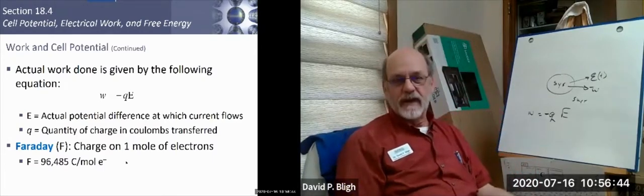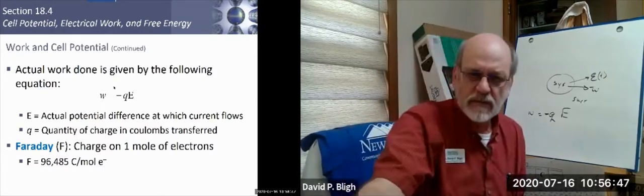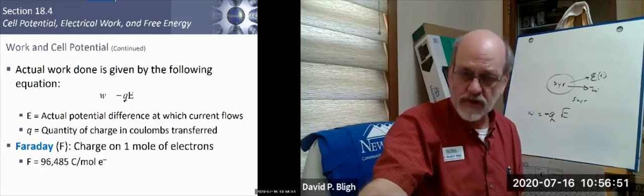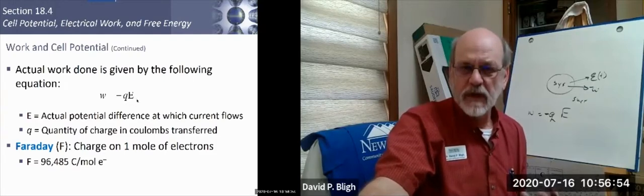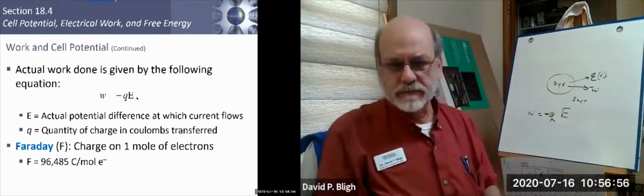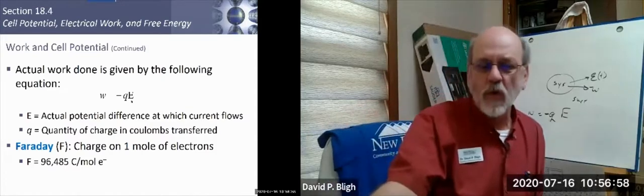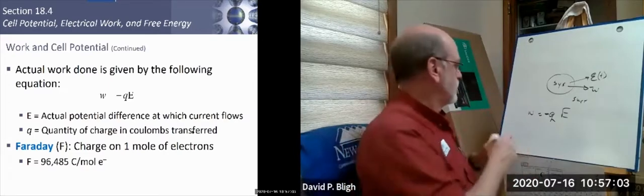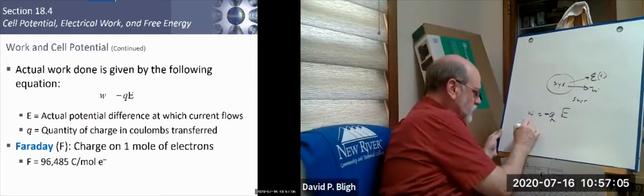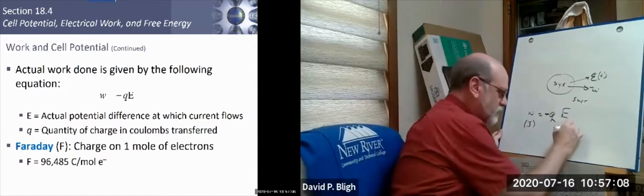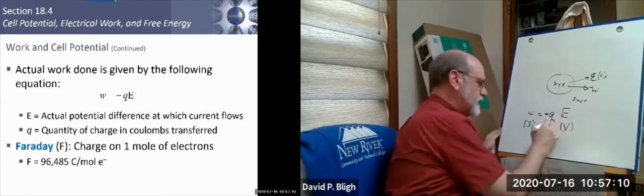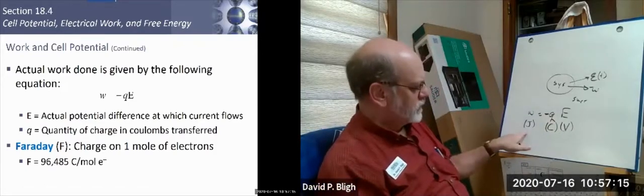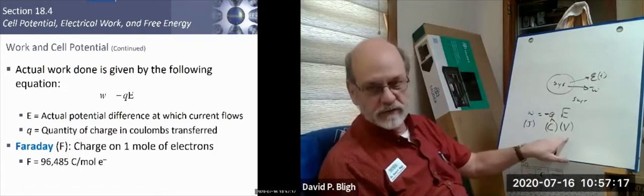Okay, so if this is our equation, the work is in joules, Q is our charge, and E is voltage. What are the units for Q? Well, Q is a quantity of charge in coulombs, right? We mentioned that earlier. So work is going to be in joules, voltage in volts, and charge in coulombs. So 1 joule is 1 coulomb volt, or 1 volt coulomb.